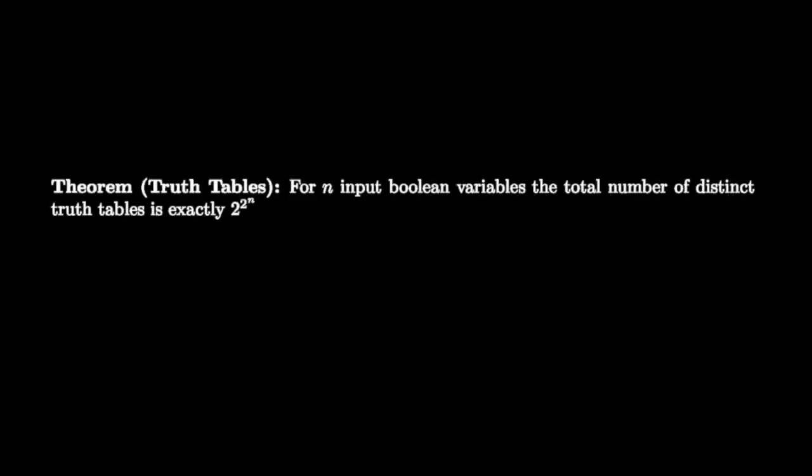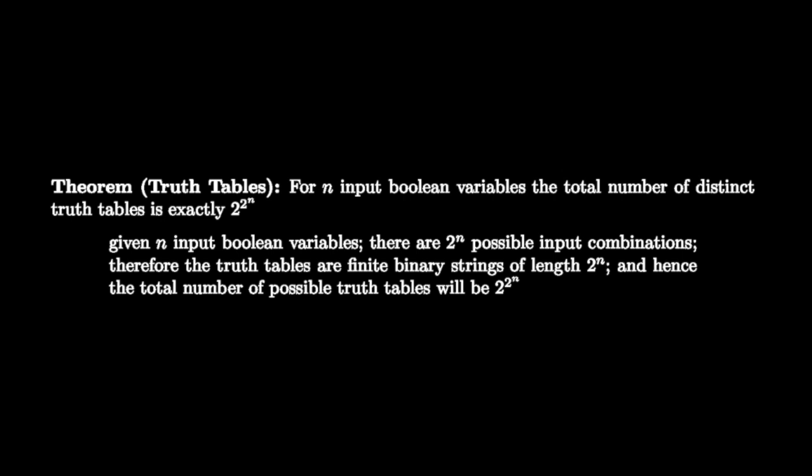This is what I call the truth table theorem. It says that for n input Boolean variables, the total number of distinct truth tables is exactly 2 to the power of 2 to the n. Feel free to pause the video and make sure you understand the proof. This truth table theorem provides a complete classification of all possible Boolean valued functions for any number of input variables. Or alternatively, it provides a complete classification of all possible finite Boolean expressions.